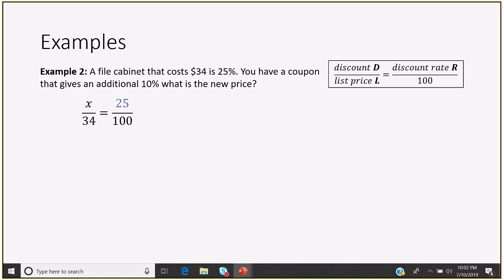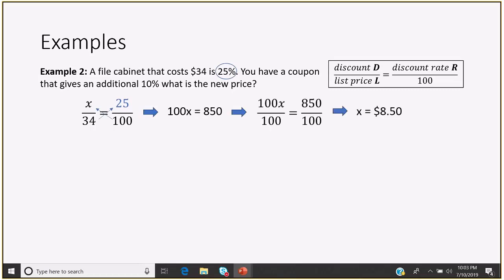So we're gonna do the option that says, okay, I want to find 25% of 34, find that discount, and then take an additional 10% off. So I know that my original cost, my list price is 34. I know that my percentage is 25%. I cross multiply, and I get that my discount would be $8.50. So now my new list price is going to be $25.50.